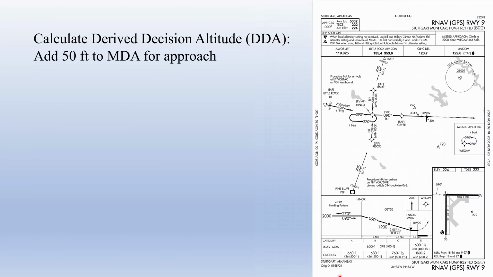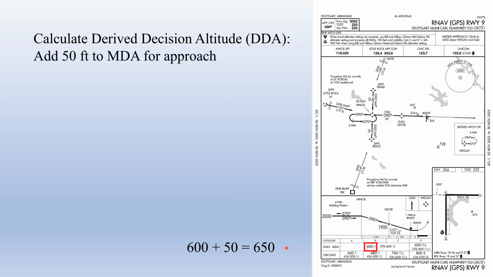The next thing we need to do is calculate our DDA. Again, this is very simple. All we do is add 50 feet to our MDA. Our MDA for this approach is 600 feet. So 600 feet plus 50 feet is 650. So our DDA for this approach is 650 feet.